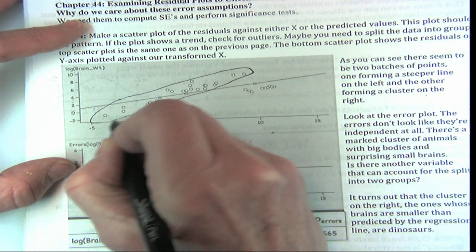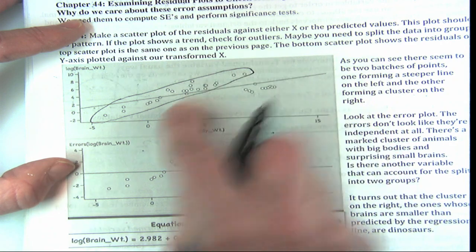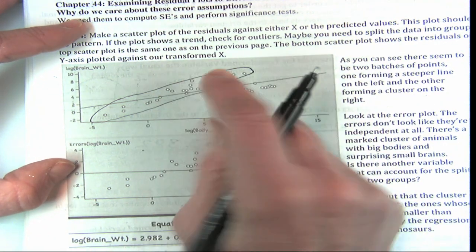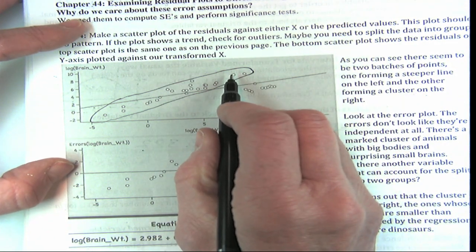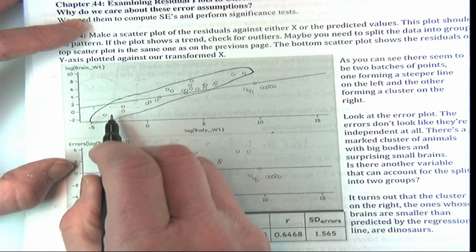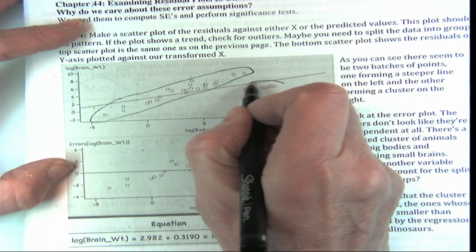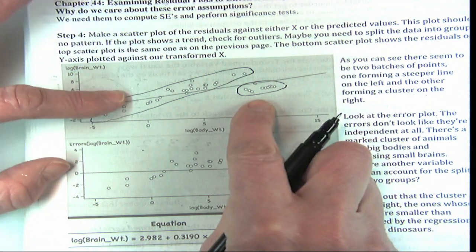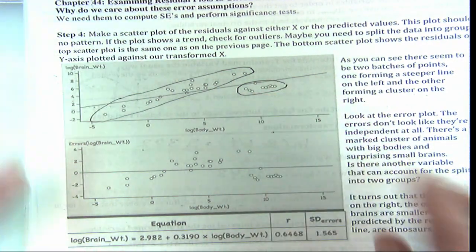We have this group right here that seems to have a steeper slope, and we only get a good fit in the middle. Here we have strong positive errors, and here we have strong negative errors. And then we have this other group here that seems to have a flatter slope. So it looks like we have 2 groups, and you can see it.